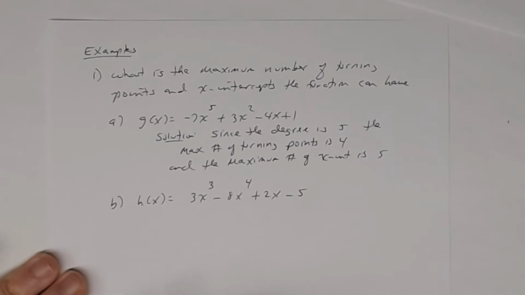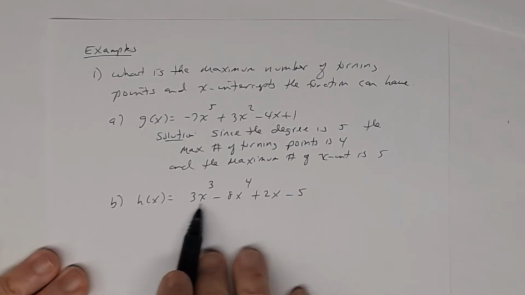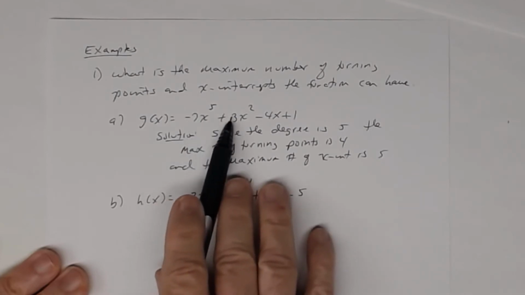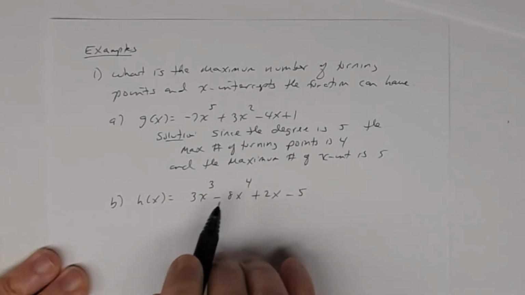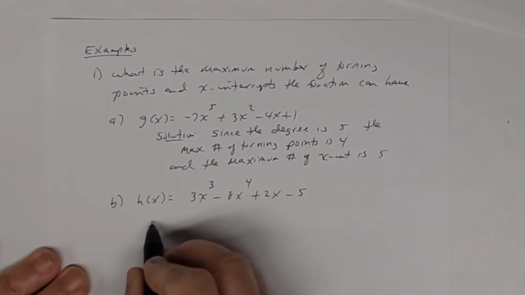And the next one, here's our function, h of x equals 3x cubed minus 8x to the fourth plus 2x minus 5. You need to find the degree first. So sometimes it's helpful to put this in descending order. See how this was in descending order? This one's not. So you may want to write this in descending order.